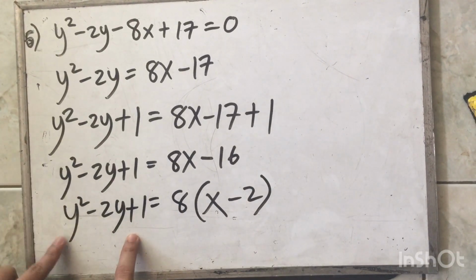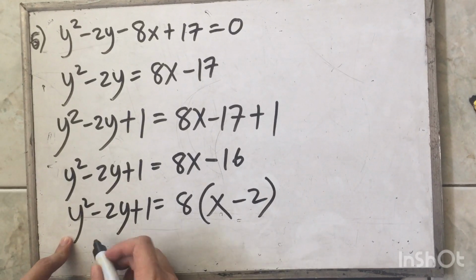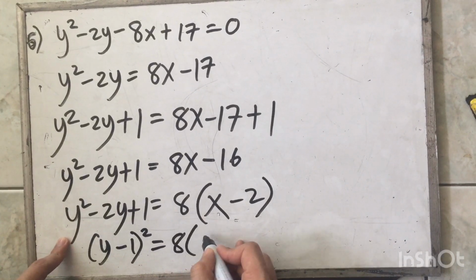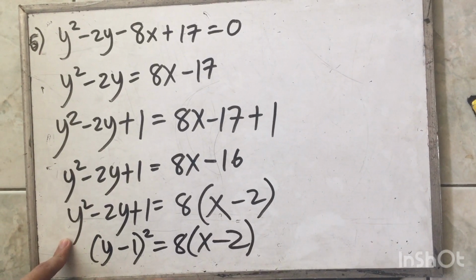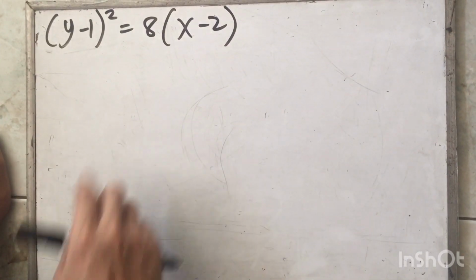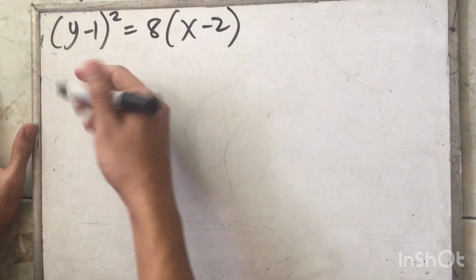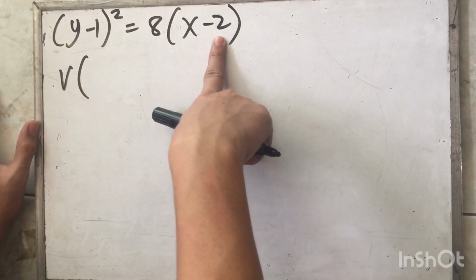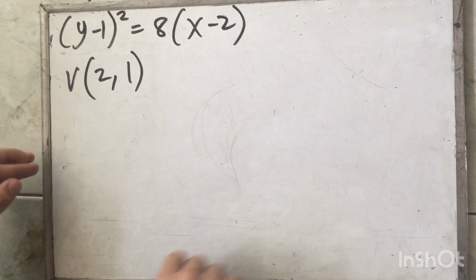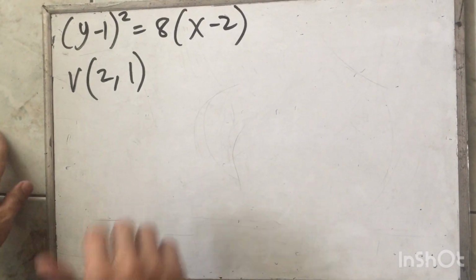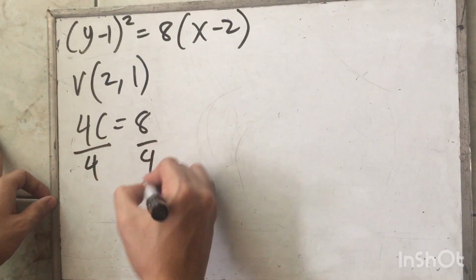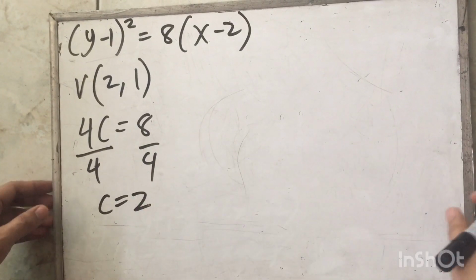But this equation is a perfect square trinomial. It can be written as y minus 1 squared equals 8 times x minus 2, and this is now the standard form. And the equation implies that the parabola opens to the right because 8 is positive. So we have the vertex h is positive 2 and k is positive 1. So to determine the focus, directrix, and the axis of symmetry, we have to solve for c. That means 4c equals 8. Divide both sides by 4. C equals 2.